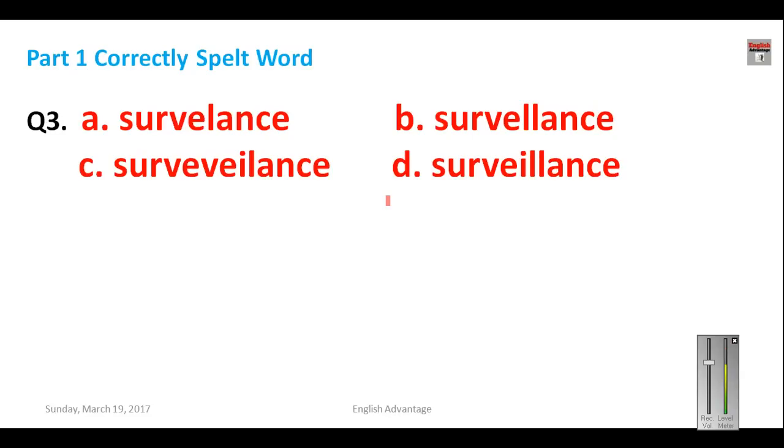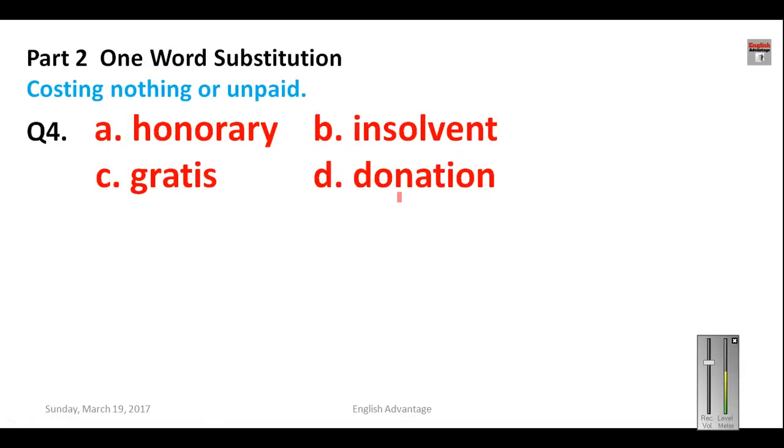Now let us see question number 3. Surveillance means a close observation, particularly of a criminal. What is the correct spelling of surveillance? Please tick mark your answer within 30 seconds, and then I will tell you my answer. The correct answer is D. Surveillance. This is the correct spelling of surveillance, that is close observation. Now let us see question number 4.